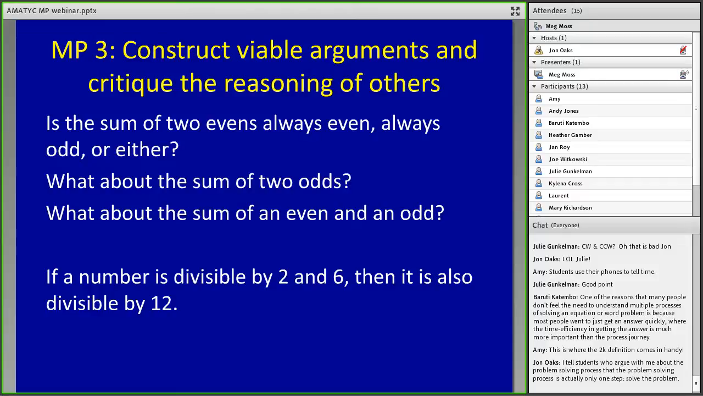And here's an example that gets really great at that counterexample thing: if a number is divisible by 2 and 6, then it is also divisible by 12. And so students will maybe try a few examples and say, yeah, it's true. But then you can come into the counterexample and critique that reasoning.